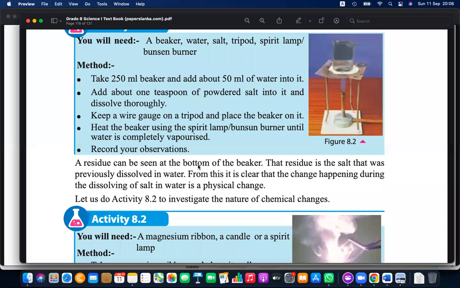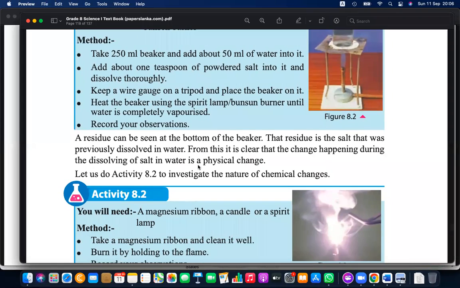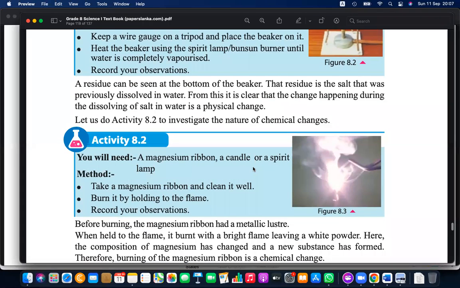So the water will be vaporized. Try to completely remove the water, and what will remain? The remaining will be again salt, what you have previously dissolved, so you can see it again. Therefore, this is a physical change. Okay, here is another example.